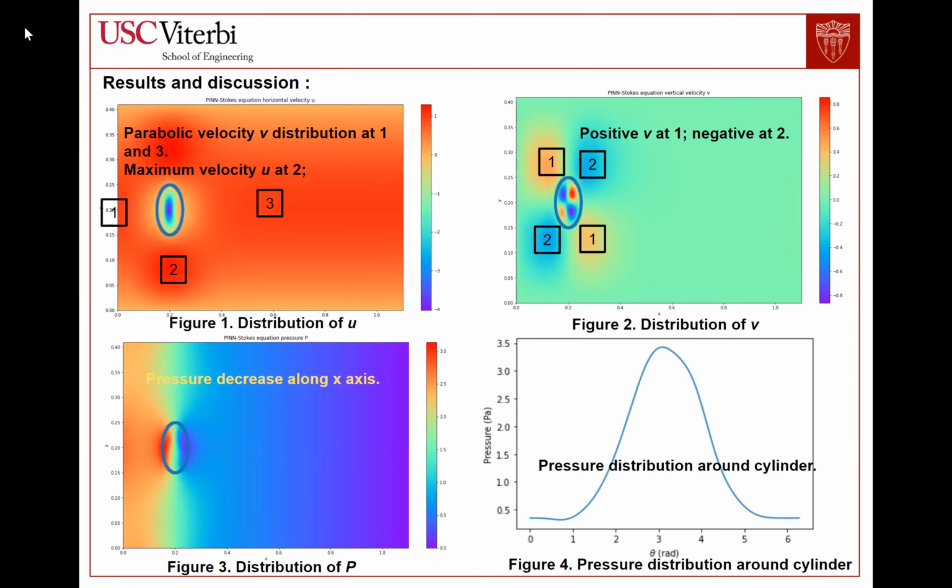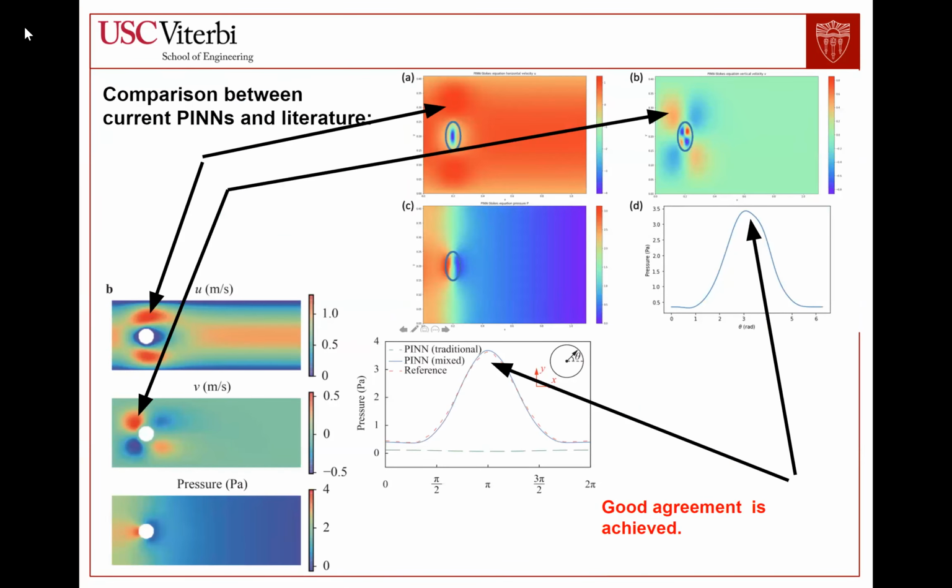Next page, please. This plot shows a comparison between the current PINN and the literature. As you can see here, our PINN is able to capture the basic characteristics of the computation domain, for example, the maximum velocity U and the positive and negative velocity V. Most important, as you can see in the pressure distribution along the circular cylinder, the maximum value is pretty much the same. It's about 3.5.